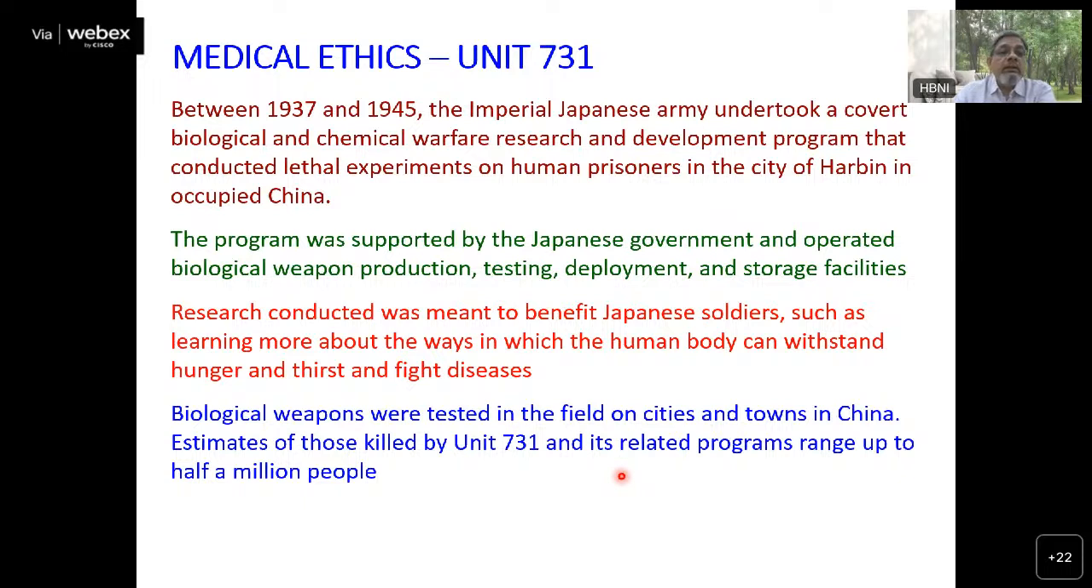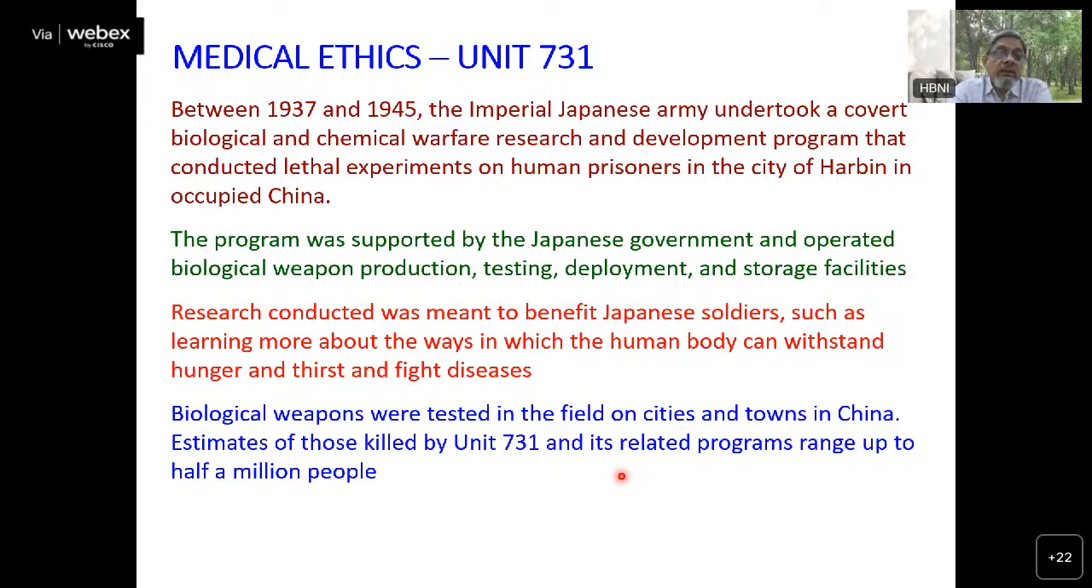Okay. Then finally there was another experiment which was conducted by the Japanese army. This was between 1937 and 1945. The Imperial Japanese Army undertook a very covert biological and chemical warfare research and development program, and they conducted these experiments on human prisoners in an occupied city, in what was at that time Japan-occupied part of China, and they did this in a city called Harbin in China. And this program was also supported by the then Japanese government, and they operated biological weapon production, testing, deployment, and storage facilities.